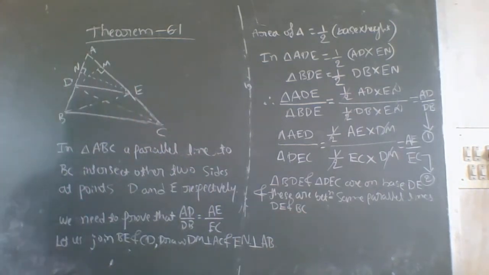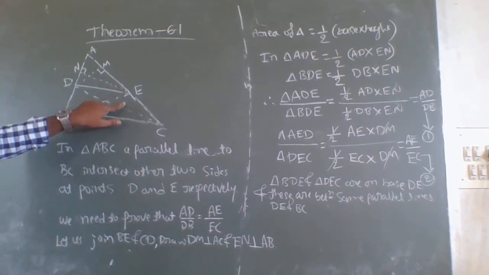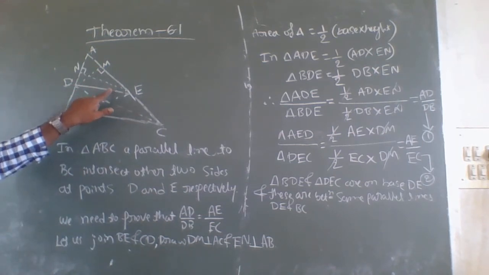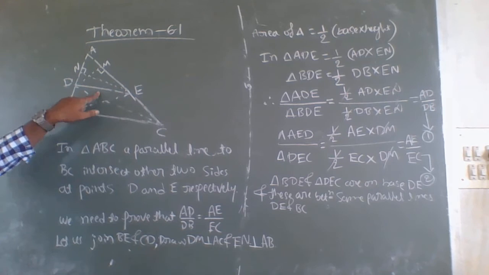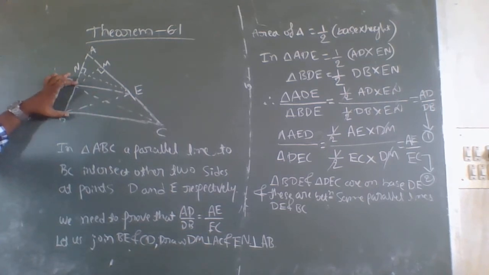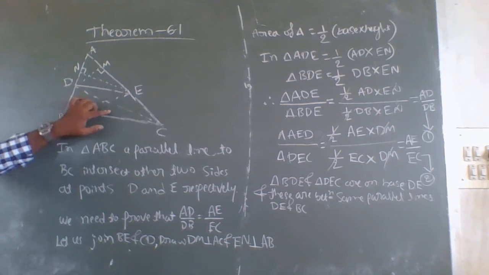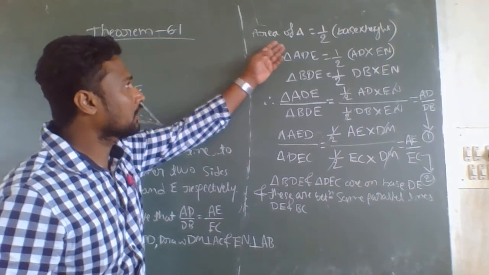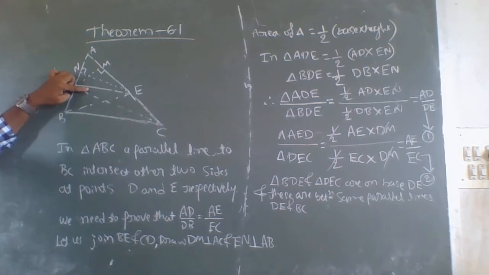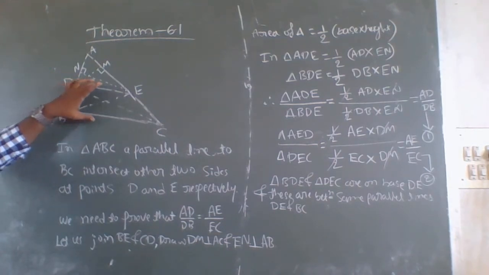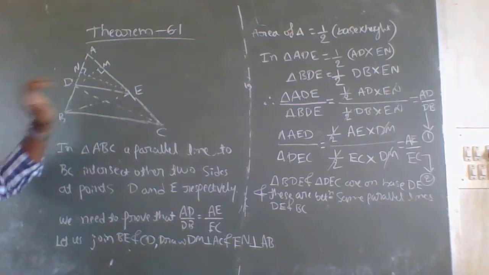BC. So here see again, these two triangles are on the same baseline DE. Base is same for two triangles, and these are between same parallel lines DE and BC. Means base is also same, and these are between same parallel lines, means height is also same for two triangles. And we know the formula for area of the triangle, 1 by 2 into base into height. So here base is also same, height is also same. Why? These two triangles are between same parallel lines.